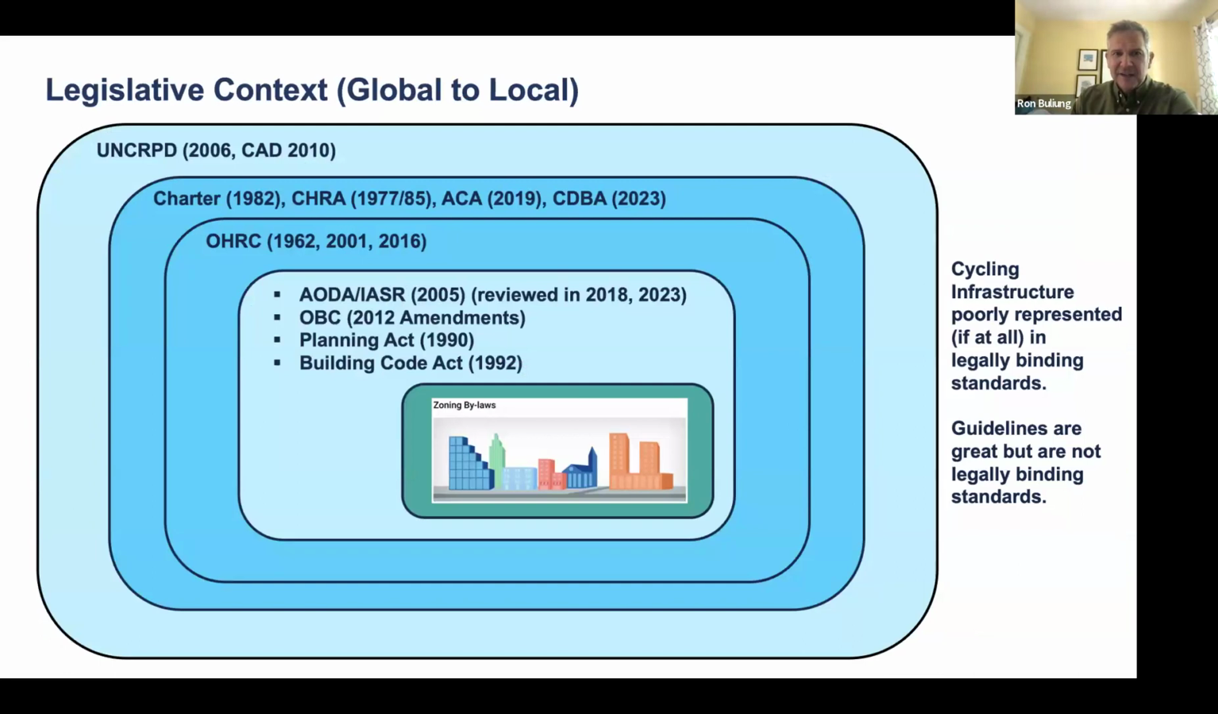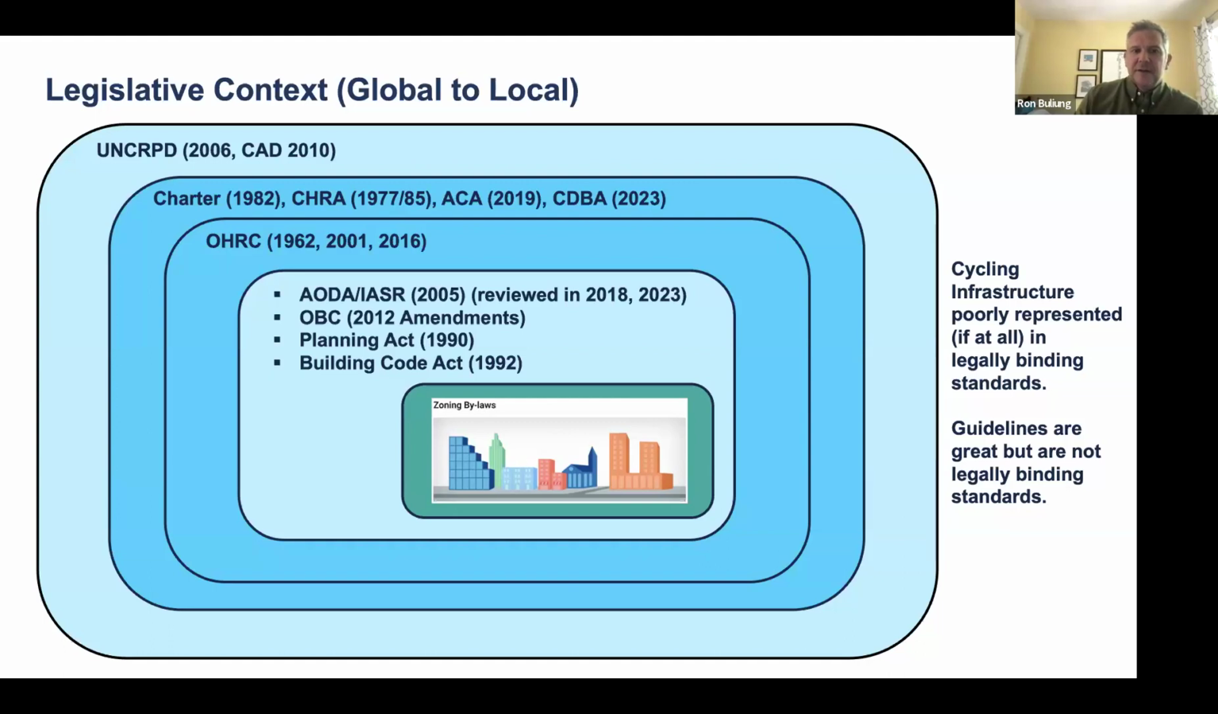Moving from the global to the local, we have the UN CRPD, which Canada signed on to in 2010. We have the Canadian Charter of Rights and Freedoms, the Canada Human Rights Act, and so on and so forth. The Accessible Canada Act in 2019, Ontario Human Rights Commission. The reason I have this slide up here is just to make the point that everything we do in cities is actually sitting within a pretty fascinating, interconnected and scaled rights-based context.